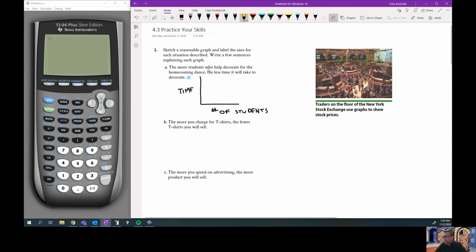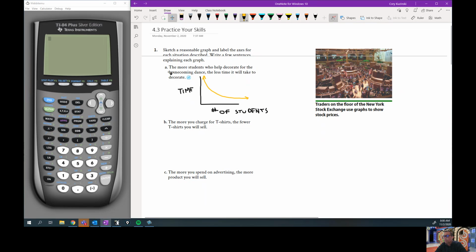And what I think is going to happen here is it's going to take a ton of time if only one person's doing it, and it'll take half as much time if two people do it. If three people are there, it'll take a third of the time, and if four people are there, a quarter of the time. So I think we're going to get this curve type relationship here.